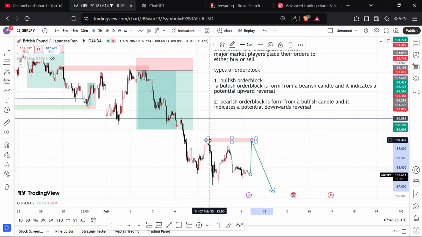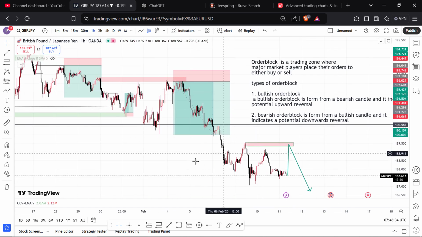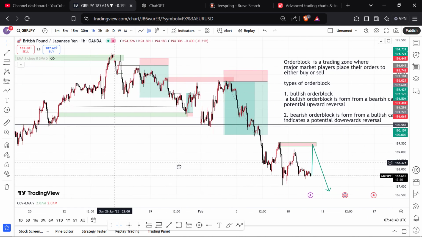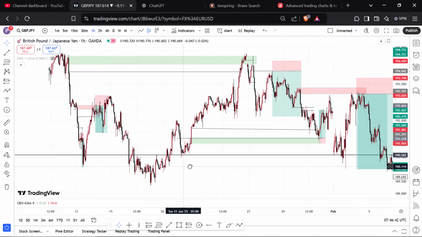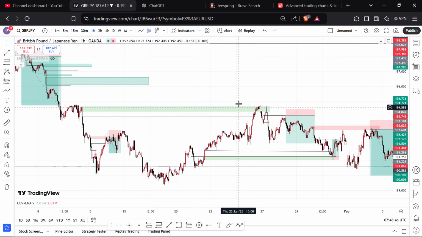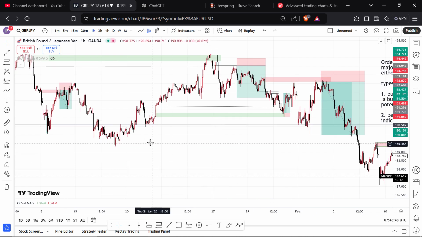So what do we want? This is a bearish order block, and here we want to sell from here. So let me look for a bullish order block. So let's see. Let's see a bullish order block here. Okay, let's take this zone here.